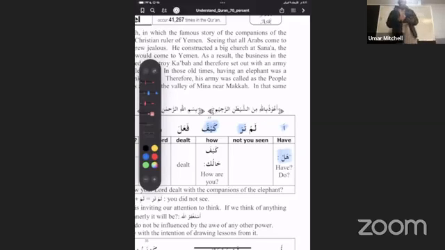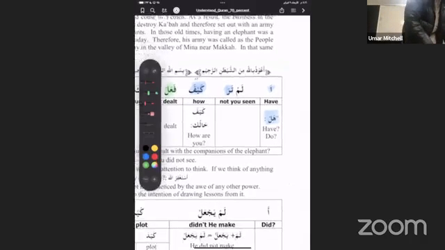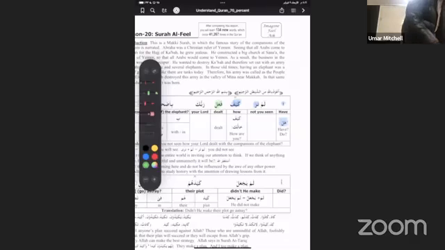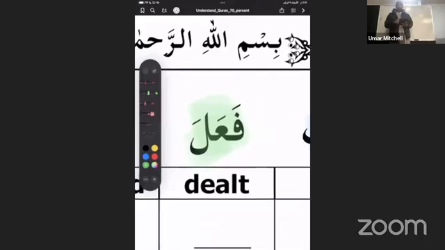Okay. Fa'ala. Now remember, fa'ala, this word is in green because it is the foundation of all words. It's the foundation of all words in the Arabic language. This is the more popular opinion, and the one that I'm going to teach is that the foundation of all the words is fa'ala. Okay?